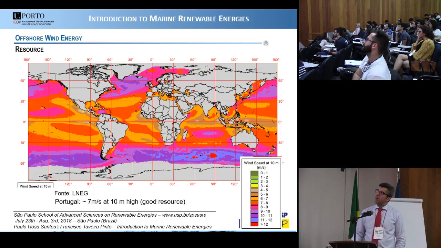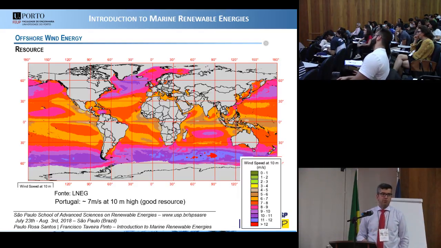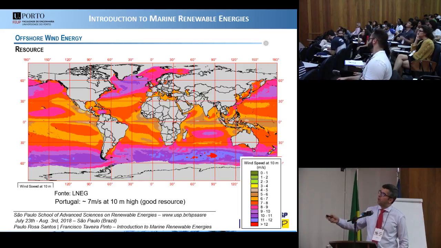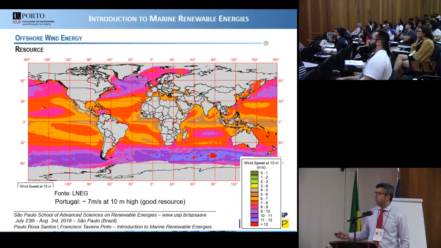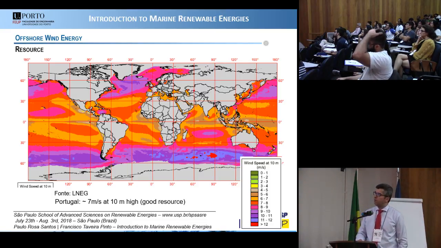Here you can have a world perspective. So what you have here is the wind speed at the height of 10 meters. So there is the North Sea, where most of the parks are. Portugal, Brazil. So, well, the resource is not extremely high, but it is high enough to justify the development of technologies for that kind of applications.